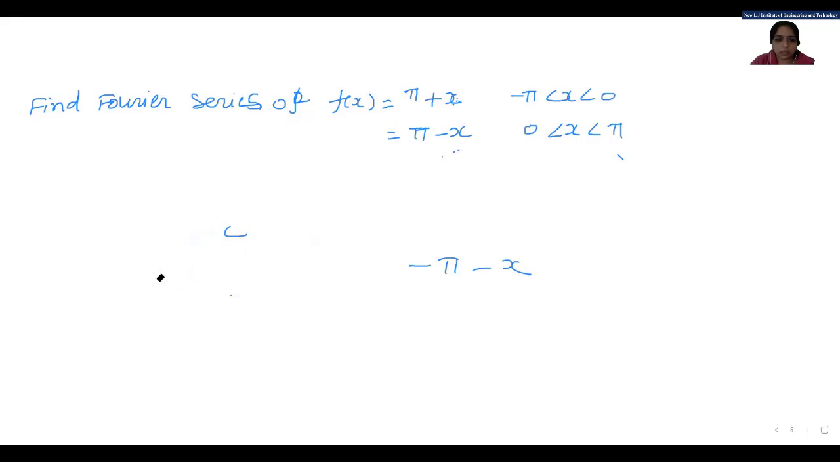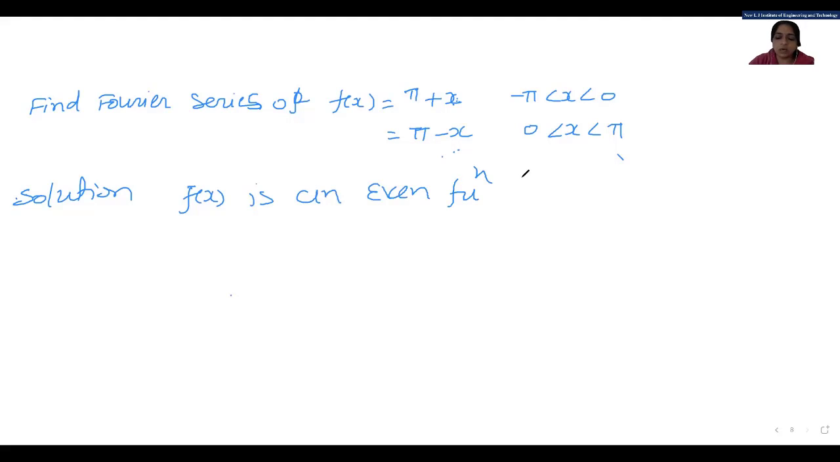So we talk about this one. Let's start. Here, solution. Here, our given function f of x is an even function. Students, do you have any query about how to check an even function or odd function for the discontinuous function?